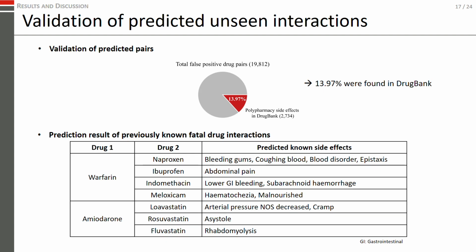I further validated the predicted triplets in case 1. The model predicted around 19,000 negative triplets as positives, and in fact, the negatives are not real negatives. So I looked into those drug pairs in DrugBank, and 13.97% were found. Also, among positively predicted triplets, I could find previously known fatal drug interactions, as listed in this table.